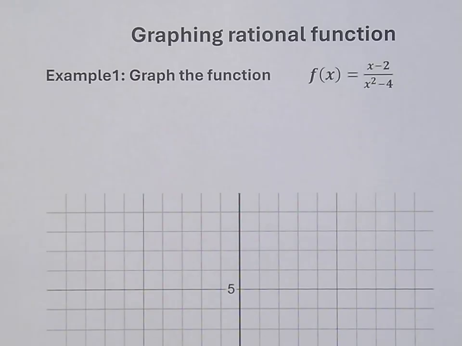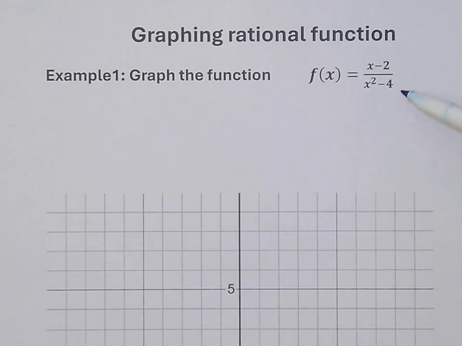So the first thing you always want to do when you graph a rational function is to find the asymptotes, right? The asymptotes are the imaginary lines that split the graph from left to right or up and down. The vertical asymptote will split the graph left to right.